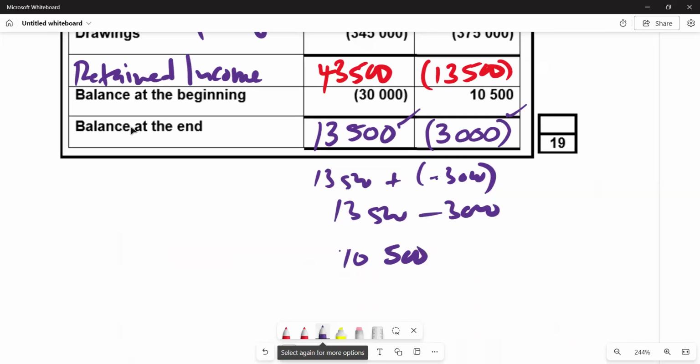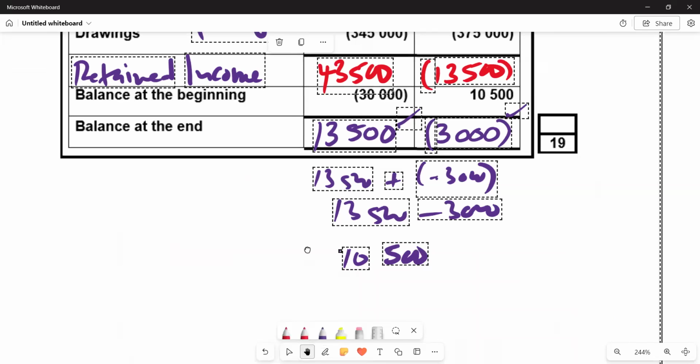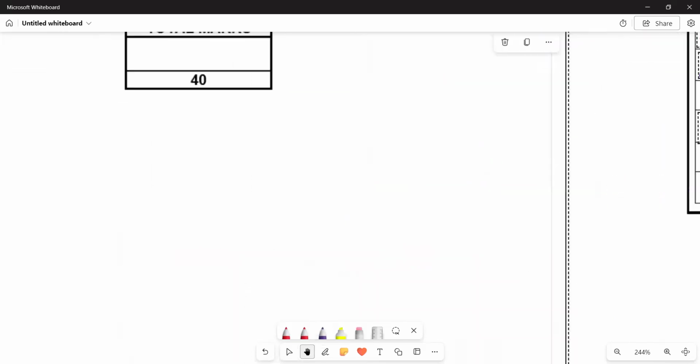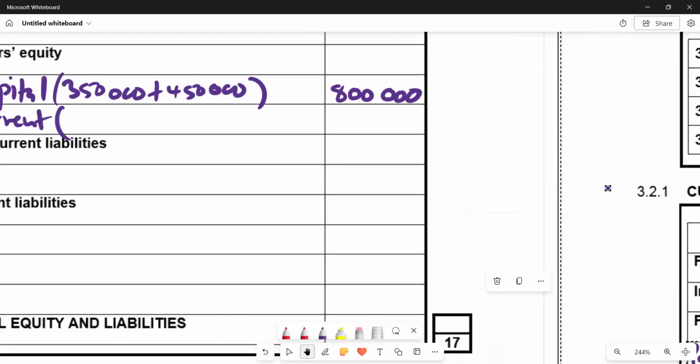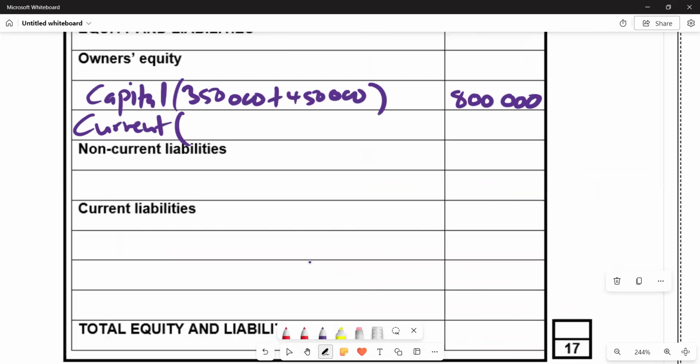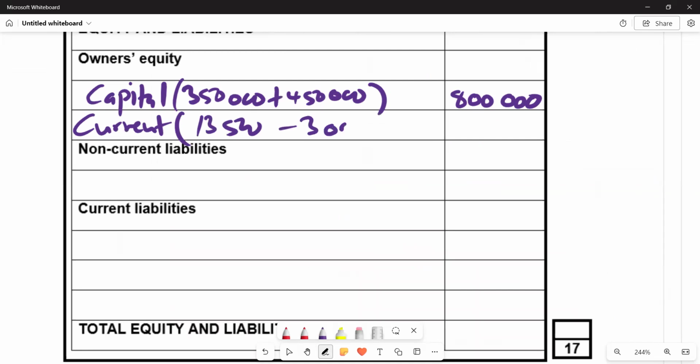So we can go back now and summarize that in our balance sheet. Here we are summarizing it as 13,500 minus 3,000, and you get your 10,500. So this is what we have. Then we can now add. Remember we said 10,500, we can just correct it again here. We said 10,500 is the other that we got there.